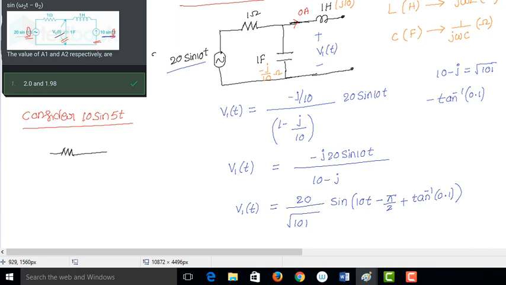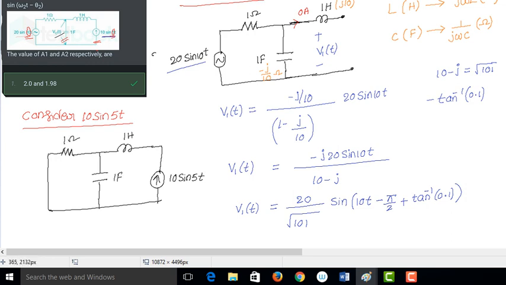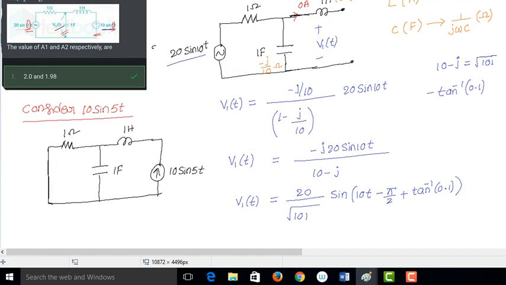So we should deactivate the other sources. What is the other source we have? Voltage source. How can we deactivate the voltage source? By a short circuit. The voltage source is shorted. And how much is the current value? 10 sine 5t, and this is 1 farad, given as 1. Right, we have deactivated the voltage source by a short circuit like this.